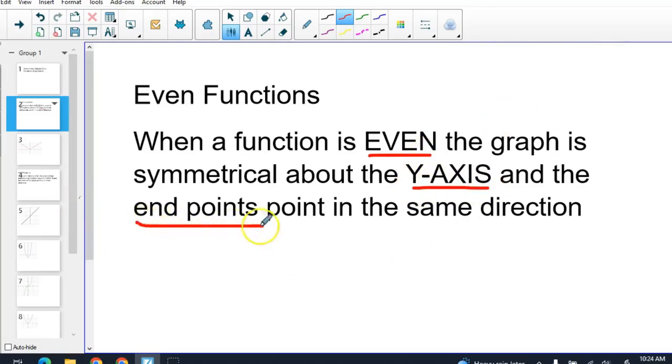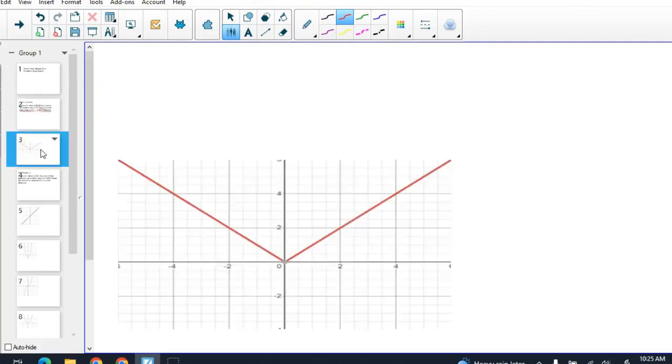And the endpoints are in the same direction. So our graphs will be pointing in the same direction at the end. So let's look at an example of an even function. So here we have an even function.